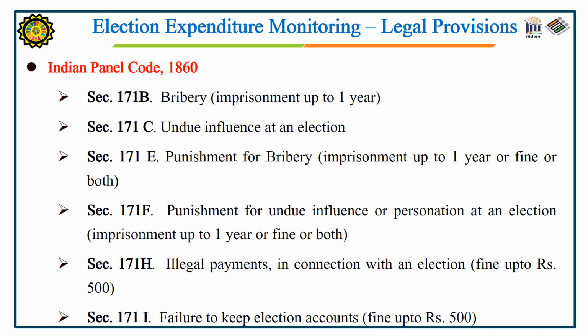Section 171B, it is about bribery. Section 171C, undue influence at an election. Section 171E, punishment for bribery. Section 171F, punishment for undue influence or personation at an election. Section 171H, illegal payments in connection with an election. Section 171I, failure to keep election accounts.